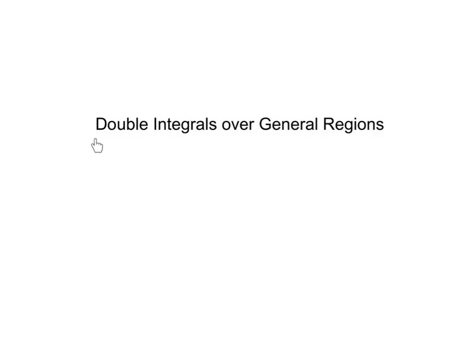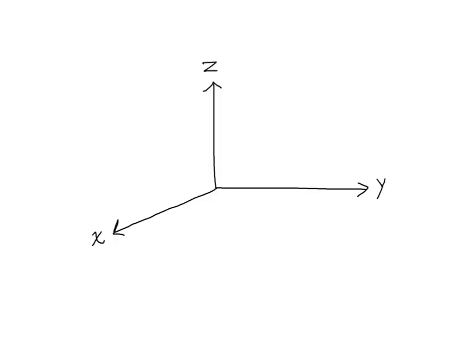In this lesson, we're going to look at double integrals over general regions. Let's examine this three-dimensional space. Imagine that we have a point on our x-axis, and we'll call this A and this B. So x equals A and x equals B.